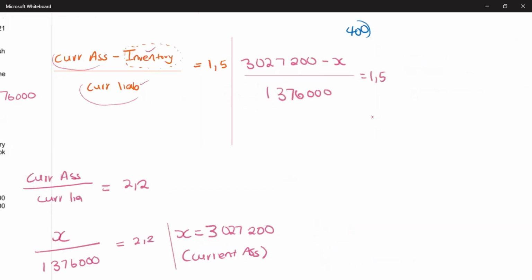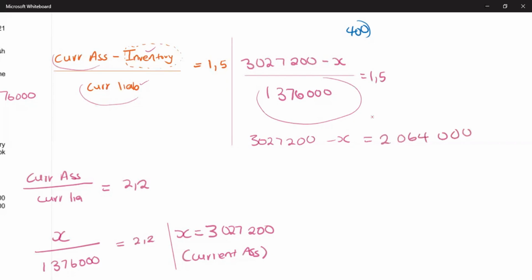Now, to get rid of this denominator, I'm going to multiply it on both sides. So it's going to be 3,027,200 minus x equals 1.5, let me just punch this in my calculator, multiplied by 1,376,000. This is 2,064,000.